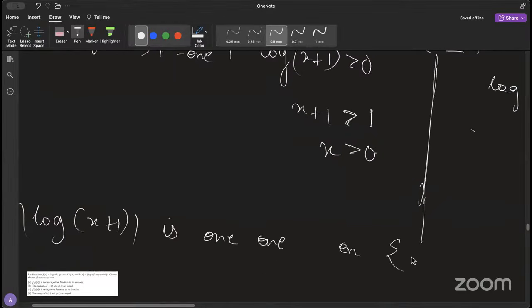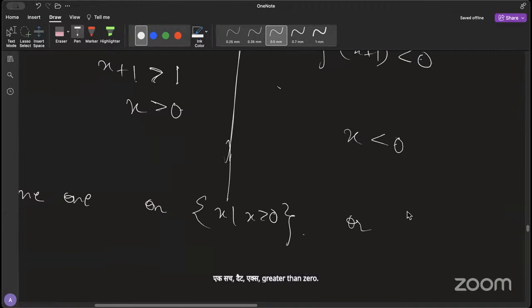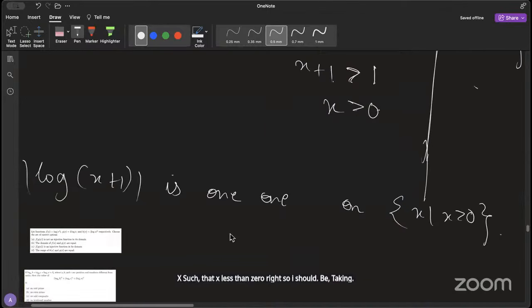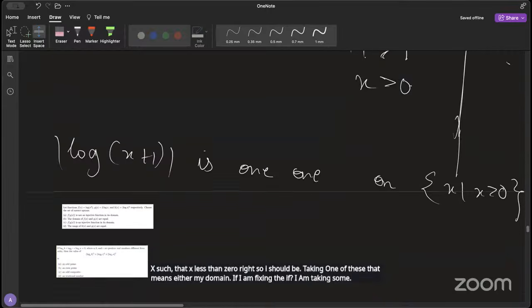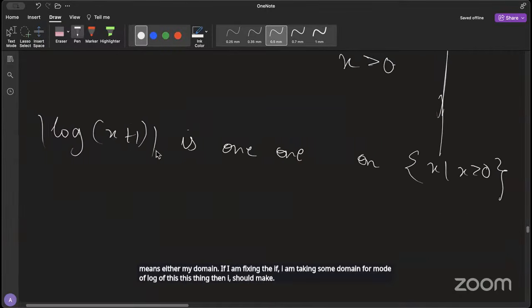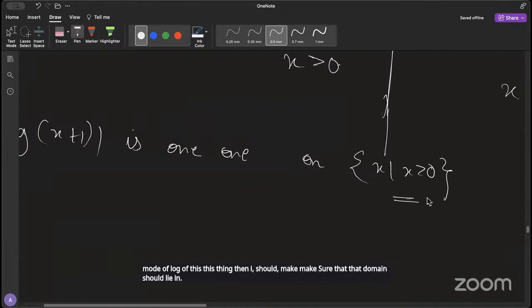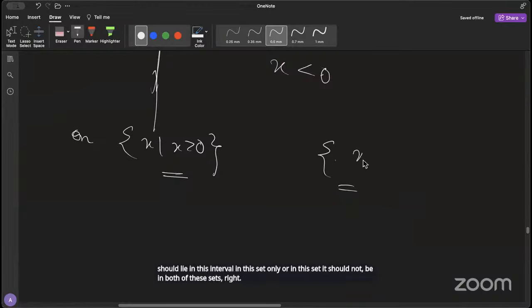on x such that x greater than 0, or x such that x less than 0, right? So I should be taking one of these. That means if I'm taking some domain for mod of log of this thing, then that domain should lie in this set only, or in this set. It should not be in both of these sets, right?